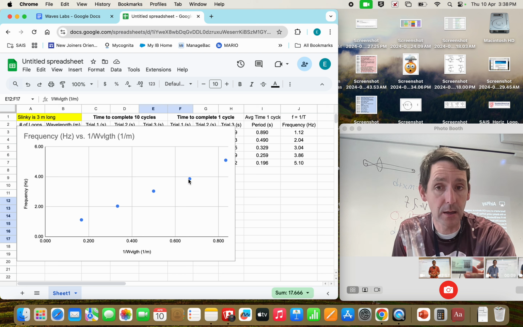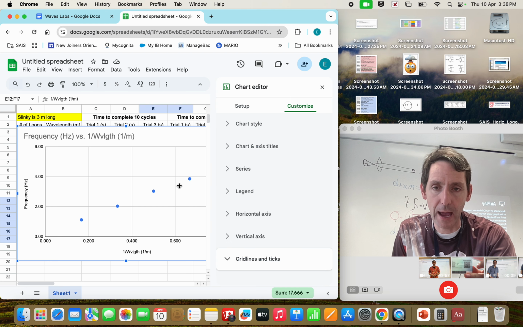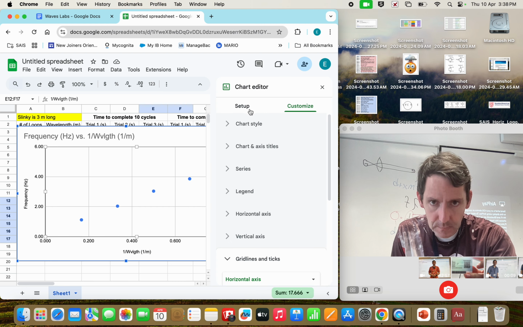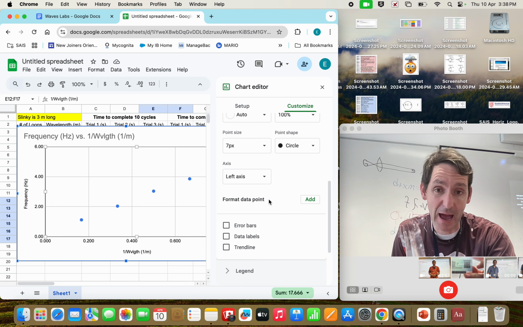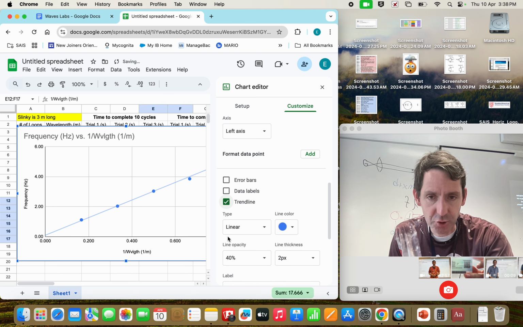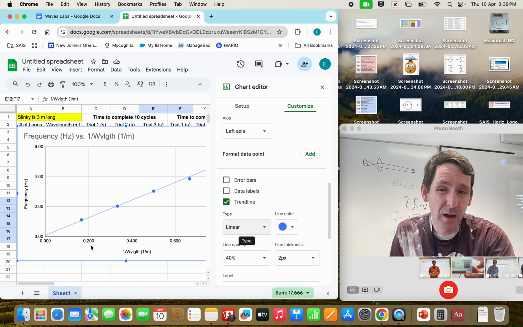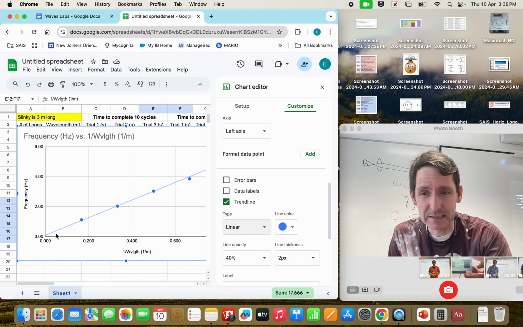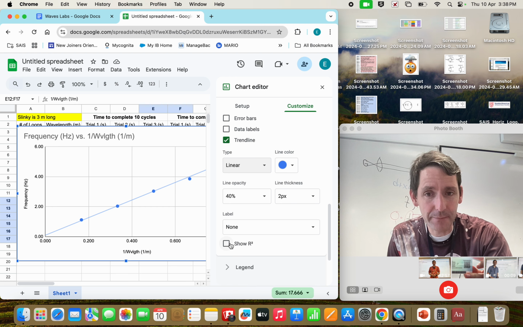It is pretty linearized. I'm actually going to go in there and add in here in the customize. I'm going to go to series and I am going to add in a trend line. Okay, so for the trend line, yes, I do want linear. This is one of the things that I don't like about Sheets, is it doesn't give me the option of forcing it to go through 0, 0. But I'll take what I can get.